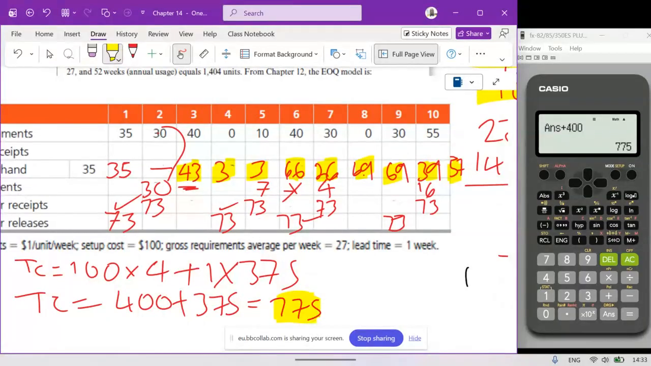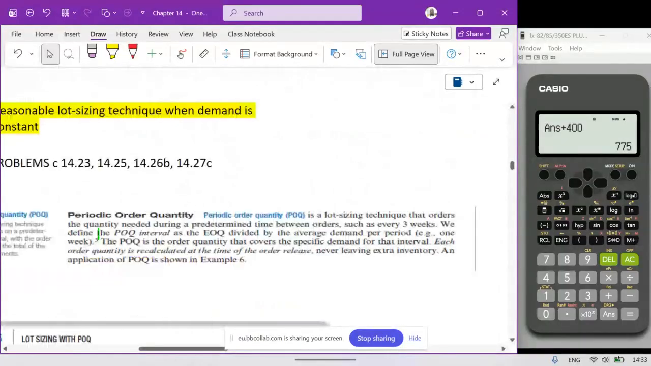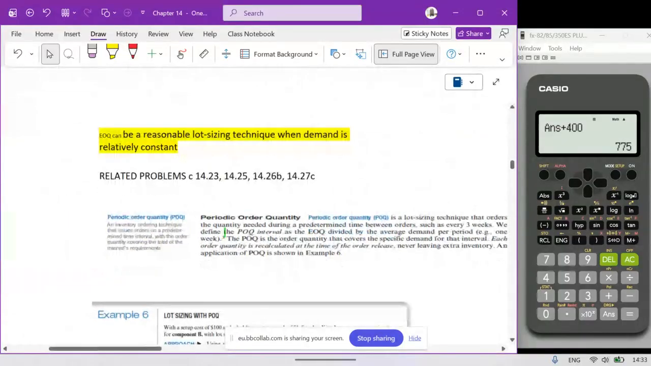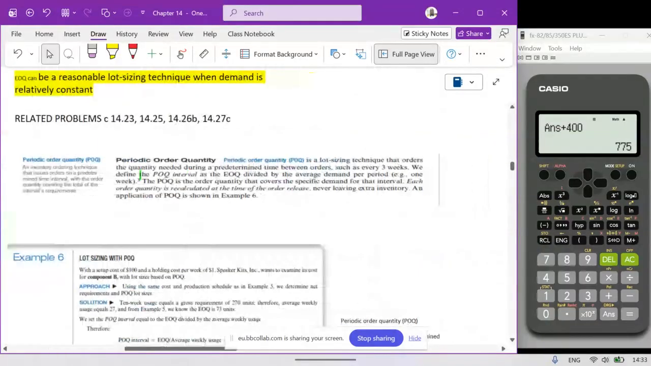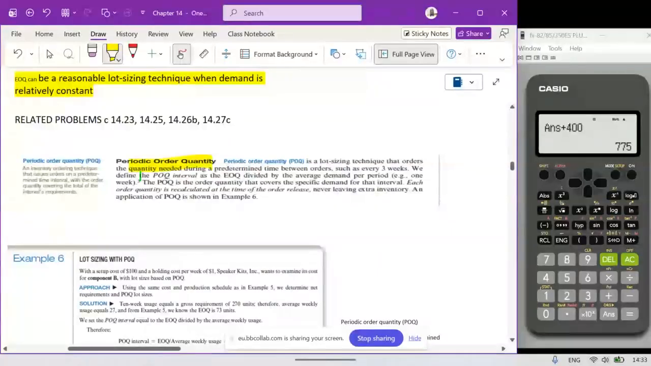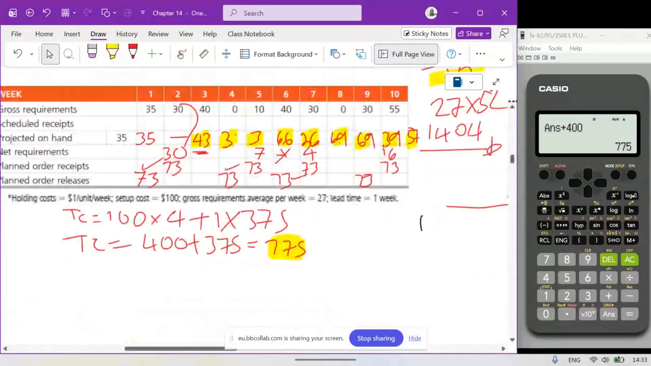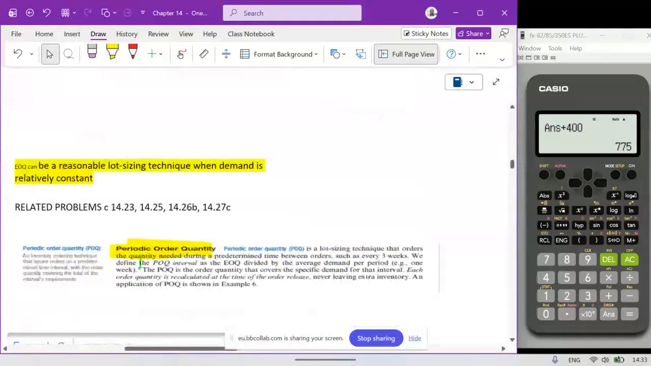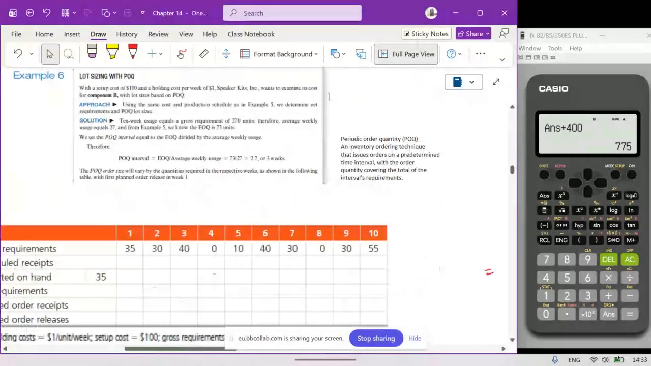Slightly higher. Okay. We're going to bring you a new methodology now called periodic order quantity. We tell you, use periodic order quantity to find this, and then you fill up your table. So, guys, I will tell you, use EOQ, you fill the document EOQ. Use periodic, you fill up the information periodic. Use lot for lot, you fill up the information lot for lot. You understand?